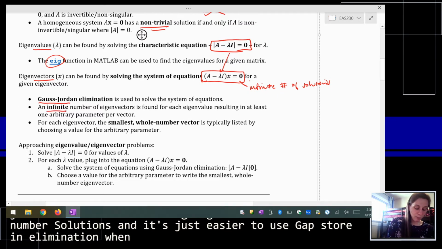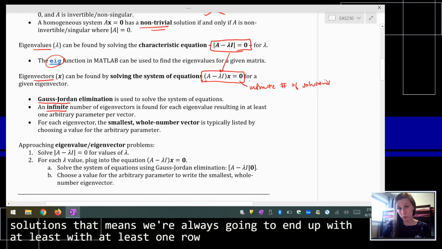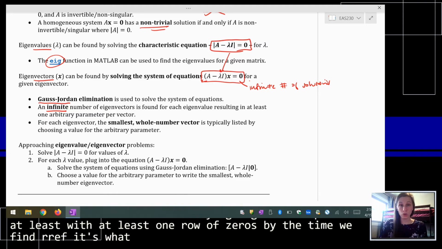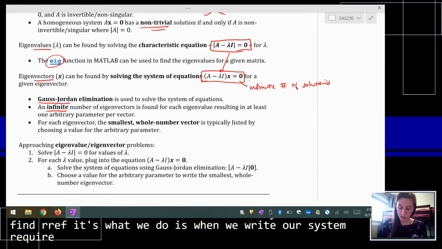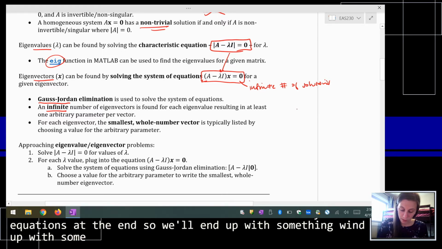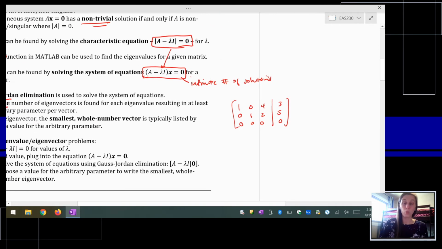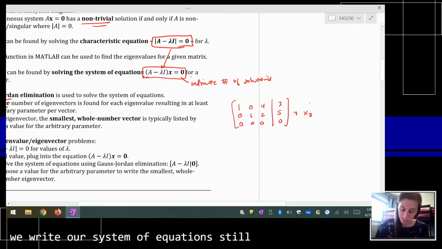When we find an infinite number of solutions, that means we're always going to end up with at least one row of zeros by the time we find our REF. And so when we write our system of equations at the end, we'll end up with something like this. We write our system of equations still.